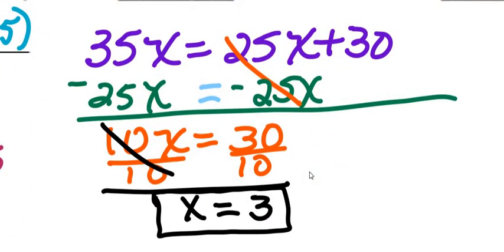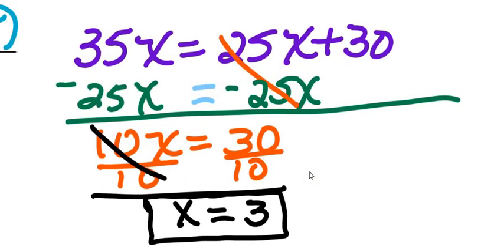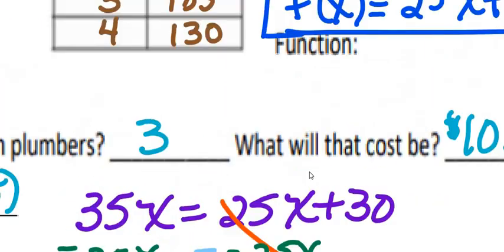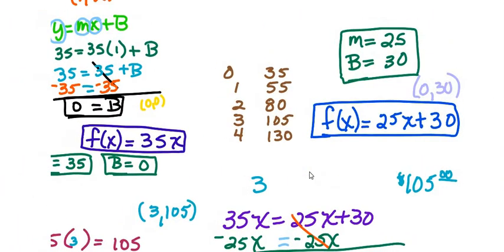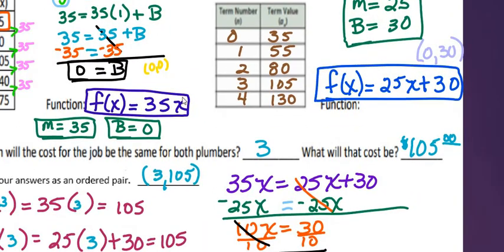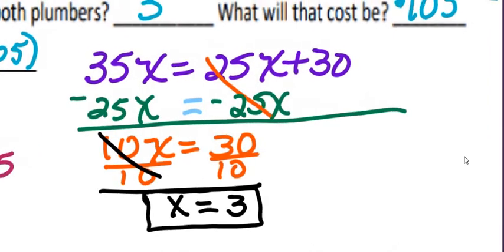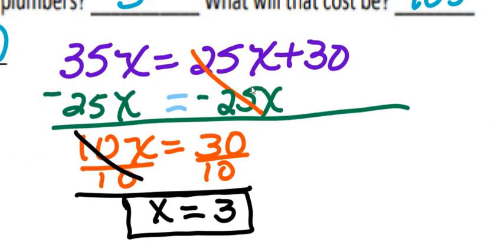I took the 35x from the first function and the 25x plus 30 from the second function. I set them equal to each other in order to see when they will be exactly the same. And then I solved it just like I would any equation.